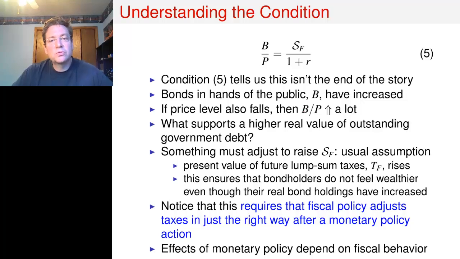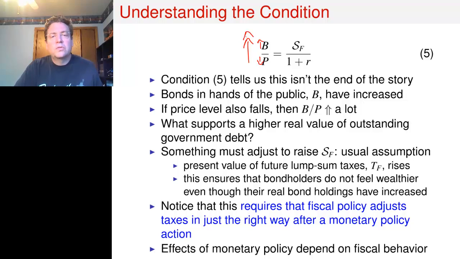But in that conventional story, we didn't even mention this equilibrium condition. So this condition tells us that can't be the end of the story. And why is that? Well, the open market sale of debt puts more bonds in the hands of the public. And at the same time, the price level has fallen. So what does that mean? We have B going up, P going down, therefore the ratio must be going up a lot. In other words, the value of debt in the hands of the public has increased a lot.